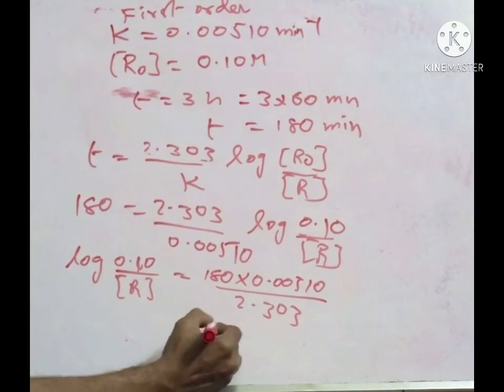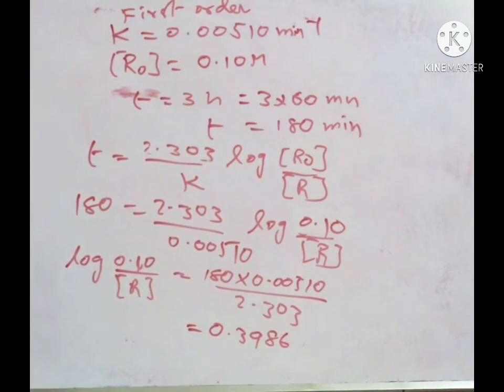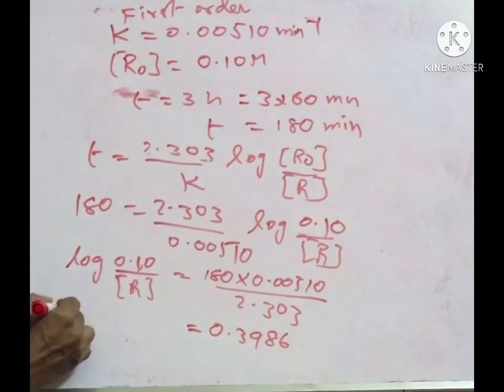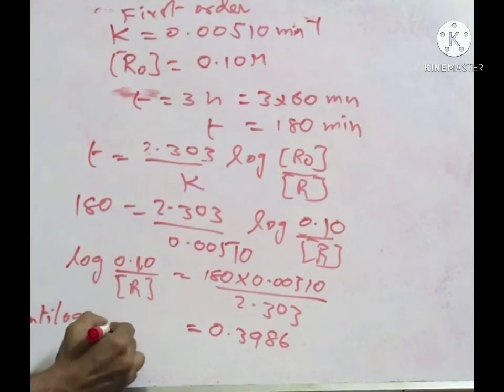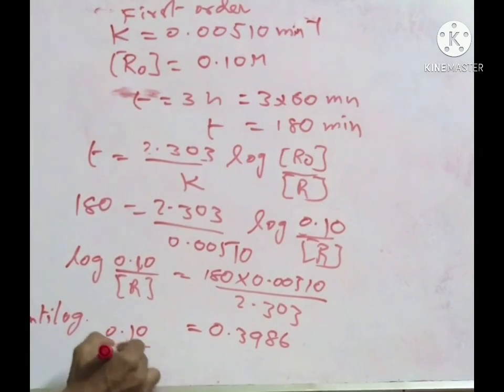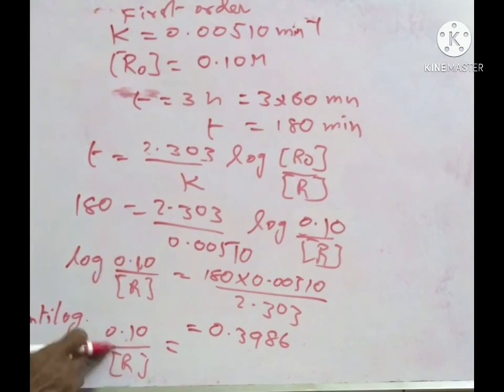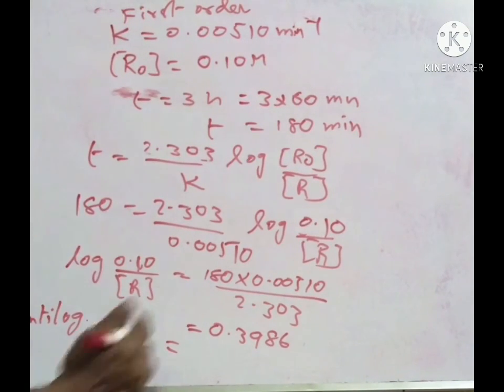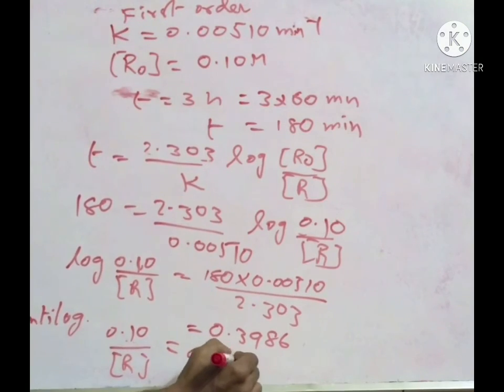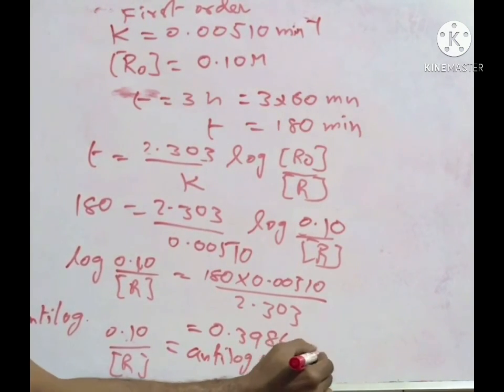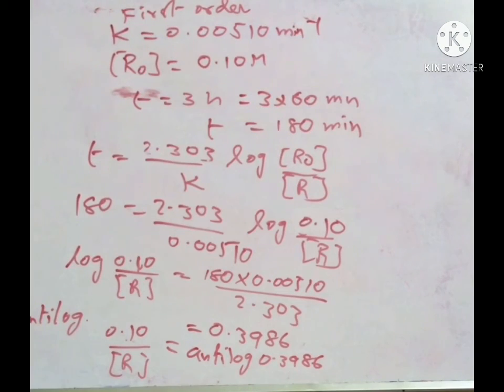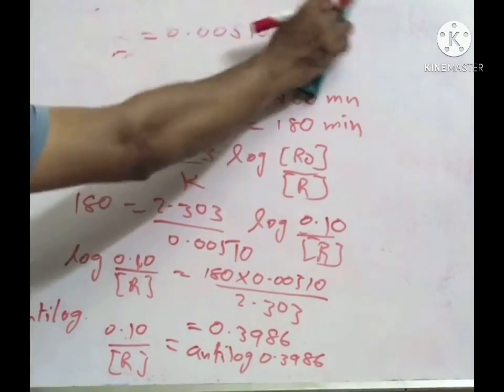So this total equals 0.3986. If you solve that, you will get 0.3986. So now this is log. If you want to remove log, you apply anti-log on both sides, then it becomes 0.10 by R. Anti-log of log, so 0.10 by R, log will be gone. So here we will write anti-log of 0.3986. If you see that 0.3986 anti-log value, you will get some value that we can substitute there.